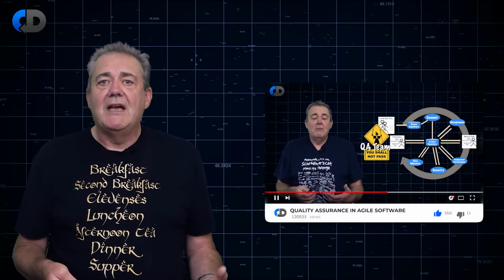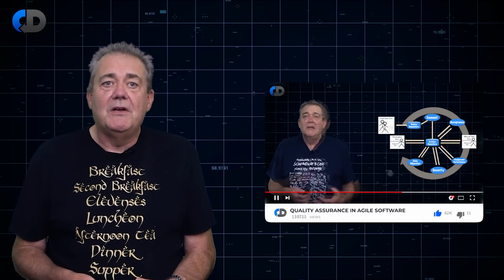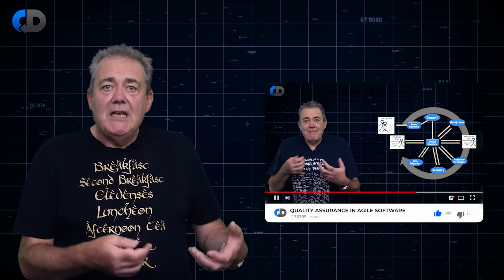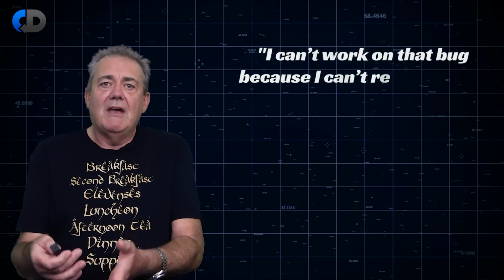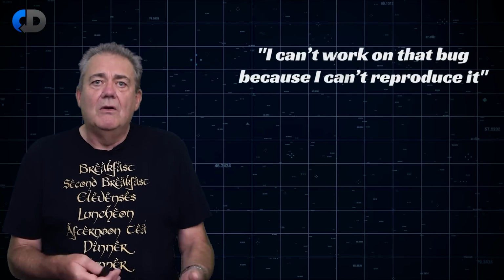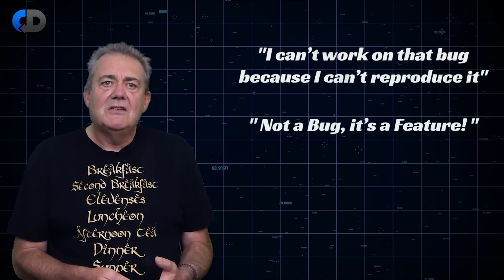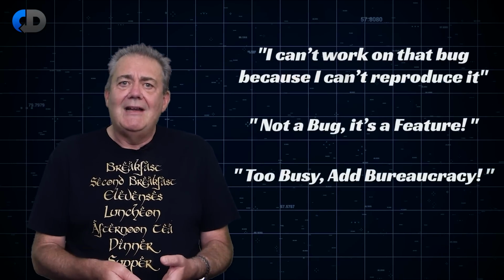Teams that work this way have a built-in delay in their development process. They have inevitably introduced a communication overhead, and this very often devolves into a horribly bureaucratic process to manage it. I can't work on that bug because I can't reproduce it. Or, that's not a bug, that's a feature. Or, I can't fix that now, I'm busy.